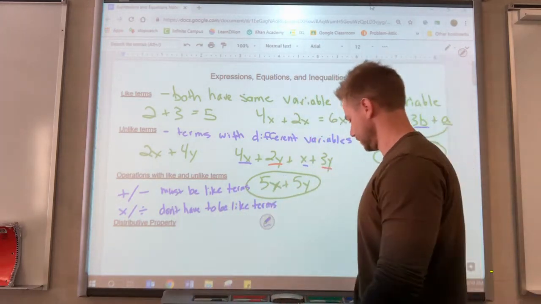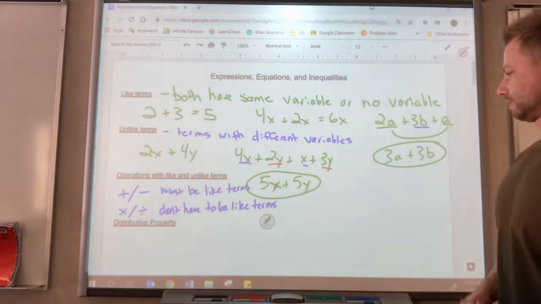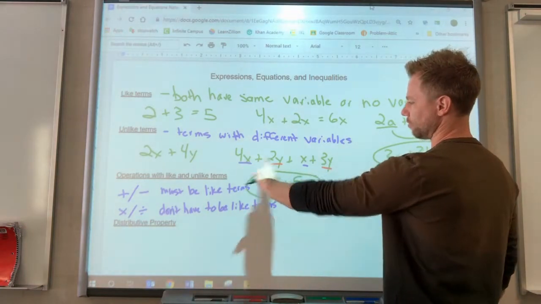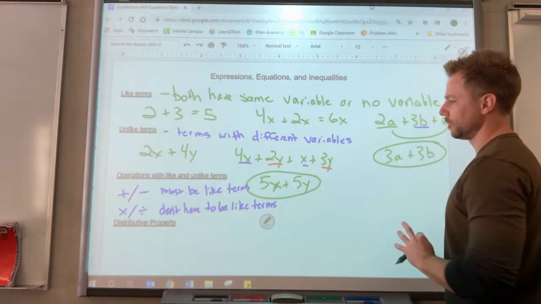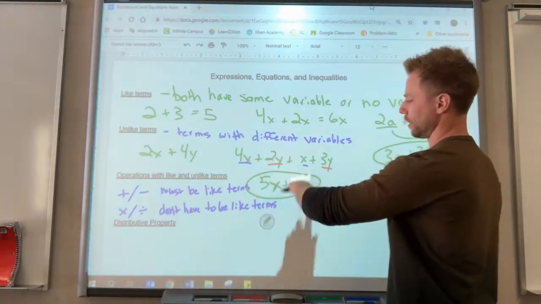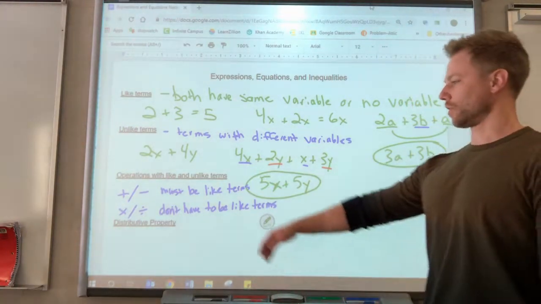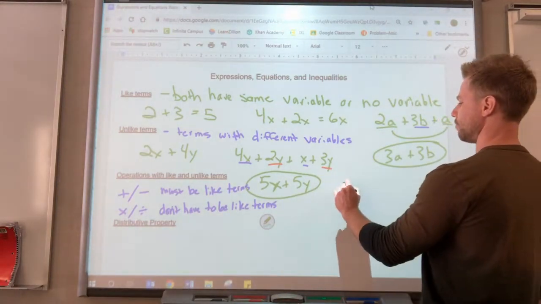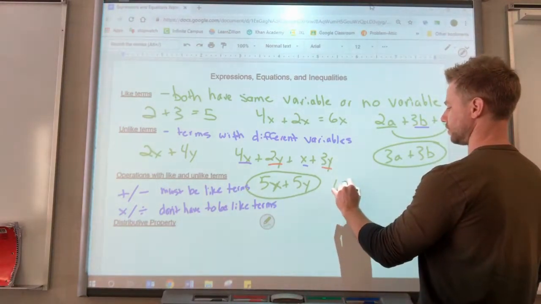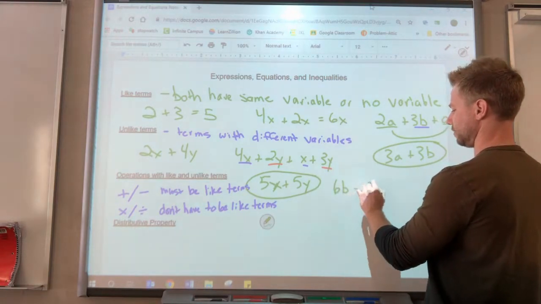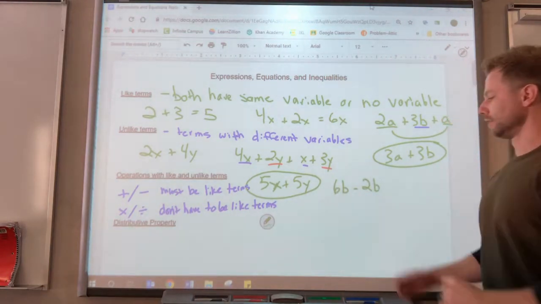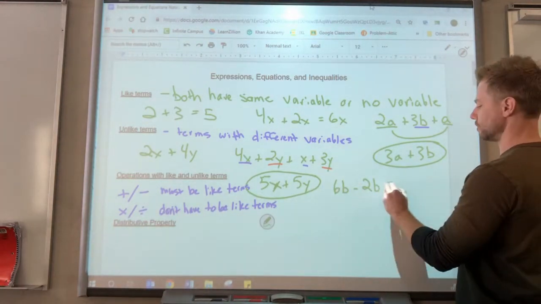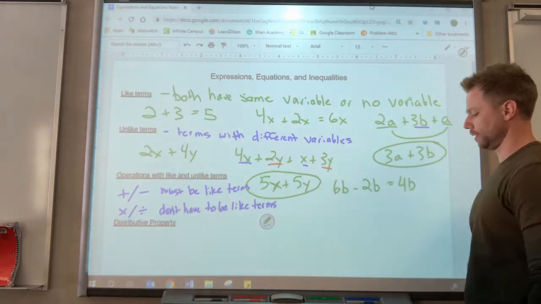Okay, let's look at an example of that. So up here we had the adding and subtracting. We could not add the 4x and the 2y because they're unlike terms. You can't do that. Okay, but we could add the 4x and the x to get 5x. So when we're adding or subtracting, they must be like terms. So that'd be the same if we had 6b minus 2b. They have the same letter, they're like terms, so we could subtract those. 6 minus 2 is 4. That would just give us 4b.